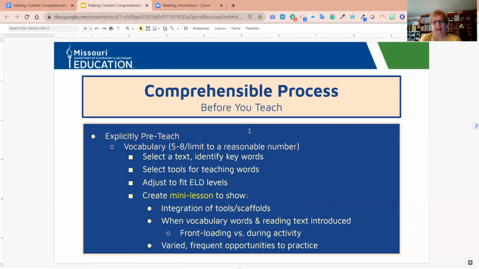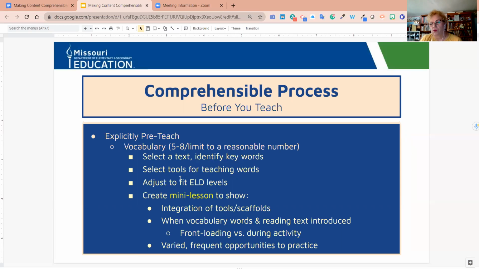And then before you teach, the comprehensible process is, I always started with vocabulary, and I limited the vocabulary to 5 to 8 words at a time, just because I wanted them to truly understand the most important things from the story. So I'd select a text and then identify the key words that the students might not understand that are really important to understanding what's going on in the story.